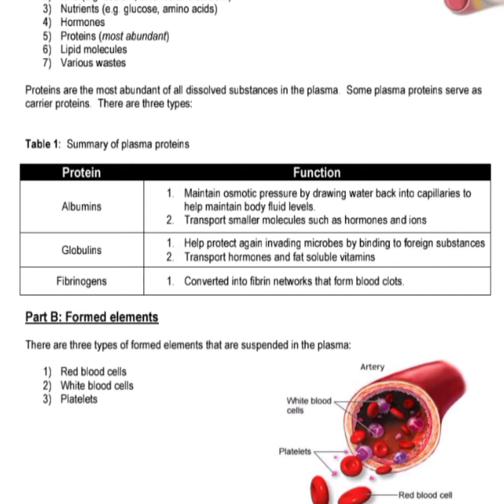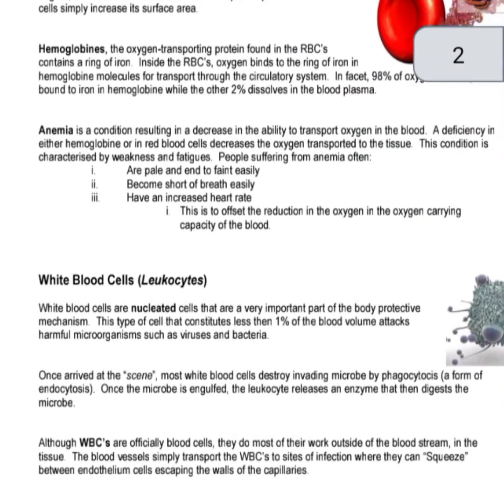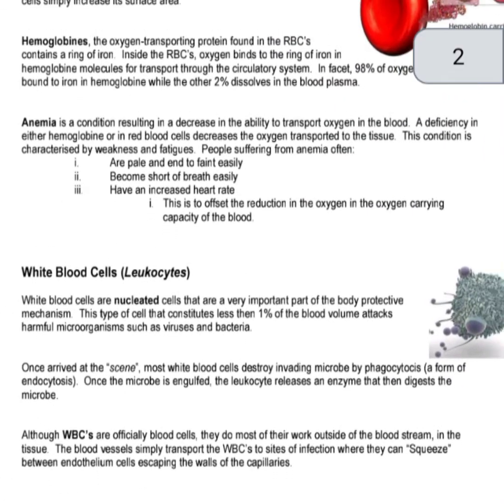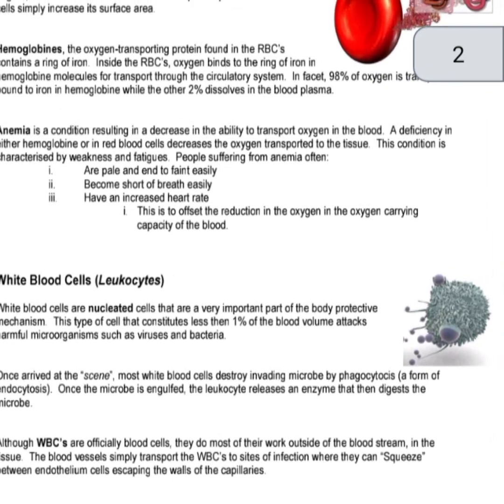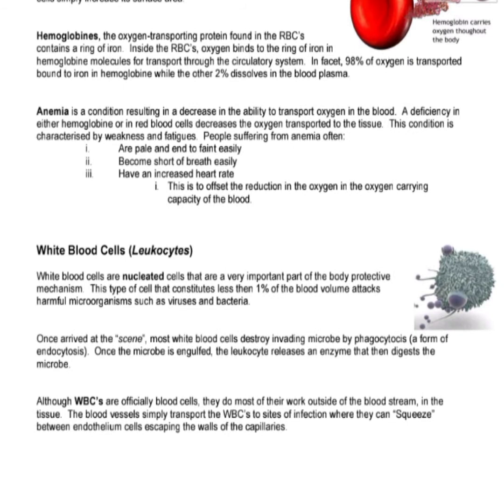Part B, formed elements. There are 3 types of formed elements that are suspended in the plasma. 1. Red blood cells. 2. White blood cells. 3. Platelets. Red blood cells, erythrocytes. The red blood cells are the most abundant cells in the human blood. They are highly flexible, as they must bend and twist as they pass through the capillaries. They are concave discs that transport oxygen, and to a lesser degree, carbon dioxide in the blood.